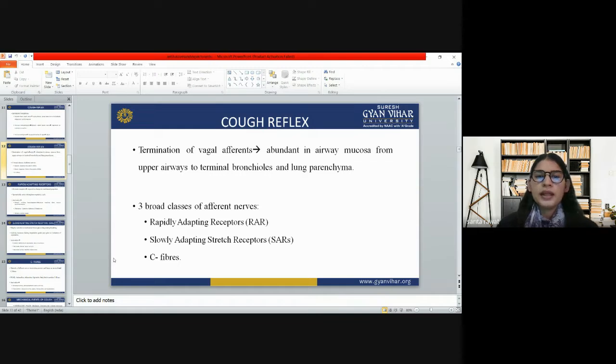Then the termination of vagal afferents is evident in the mucosa from the upper airway to the terminal bronchioles of the lung parenchyma. So three broad classes of afferent nerves are involved in the cough reflex. The first one is the rapidly adapting receptor, which we call RAR. Then second, we have the slowly adapting stretch receptor, which we call SAR. Then we have C fibers also.